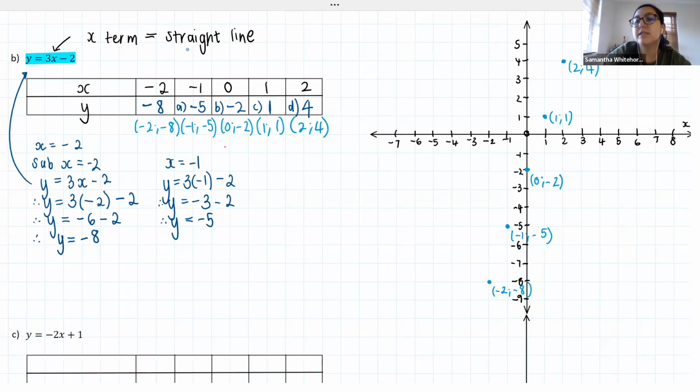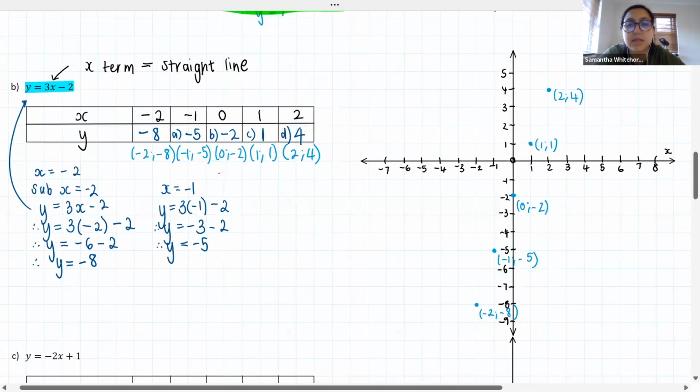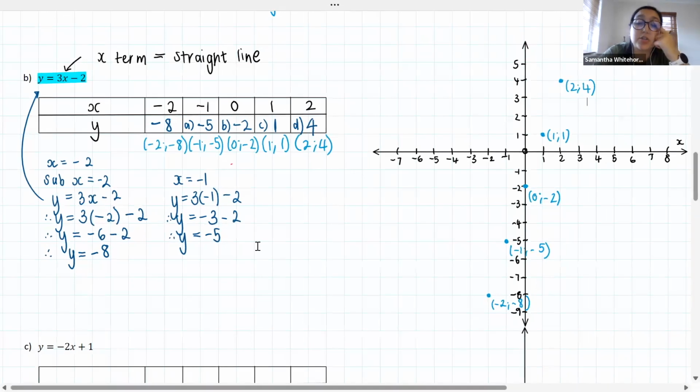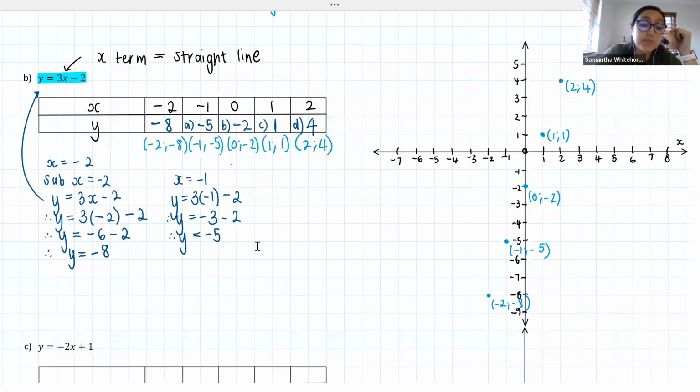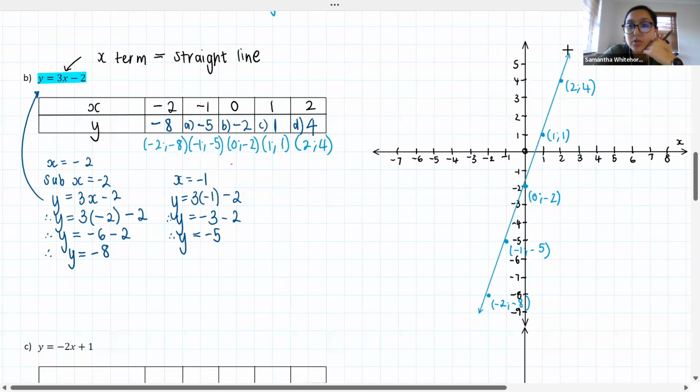Now guys, you can see that through the points I've plotted, they're forming a straight line. Just by how the shape is going, I can see that I'm going to get a straight line. So I get my ruler, draw my straight line, and join all my dots together. There we go, I am getting my straight line graph.